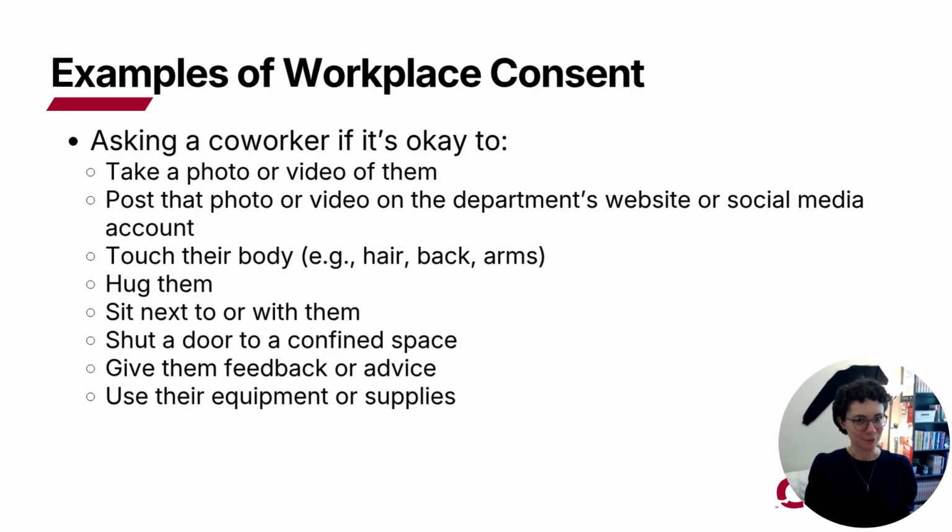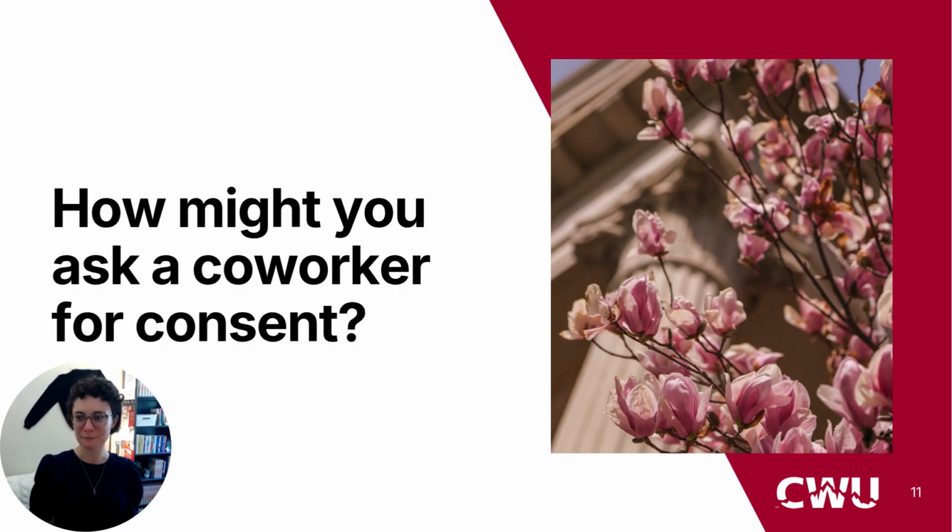So here are some examples of workplace consent. You can ask your coworker if it's okay to take a photo or video of them, post that photo or video on the department's website or social media account, touch their body, like their hair, back, or arms, hug them, sit next to or with them, shut a door to a confined space, give them feedback or advice, or use their equipment or supplies. If you're using the worksheet, pause the video and write down an example of how you might ask a coworker for consent.